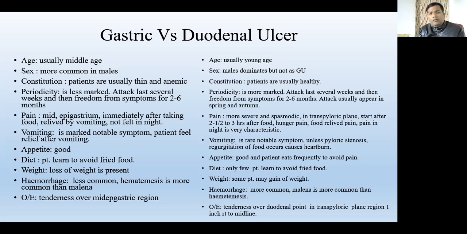The constitution of a patient with a gastric ulcer is usually lean and thin, and the patient is anemic, while a patient with a duodenal ulcer usually looks very healthy.